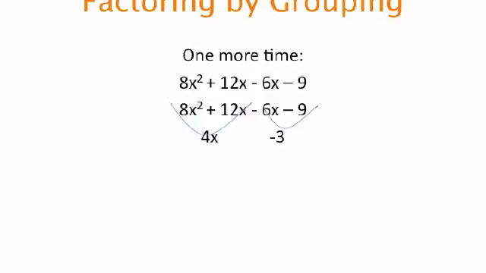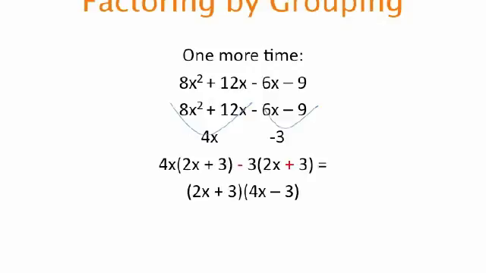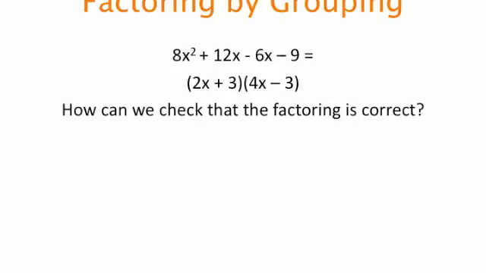And let's try it one more time. Grouping 8x squared plus 12x, they have a common factor of 4x. And then 6x minus 9 have a common factor of negative 3. Now one trick there is when I undistribute the negative 3, it changes that minus 9 into a plus 3. You notice how the sign changes because I'm dividing out a negative.